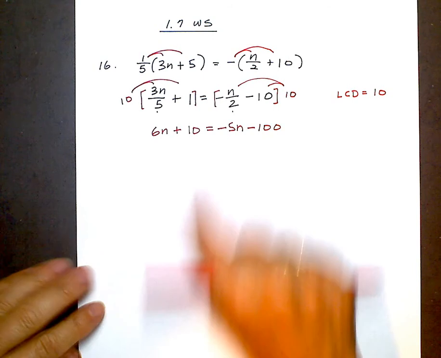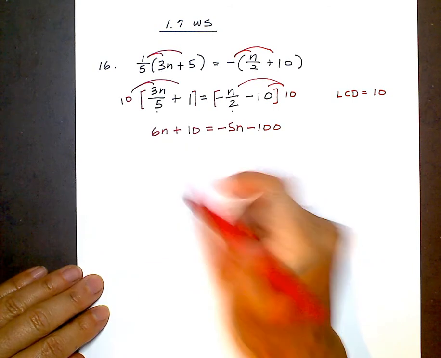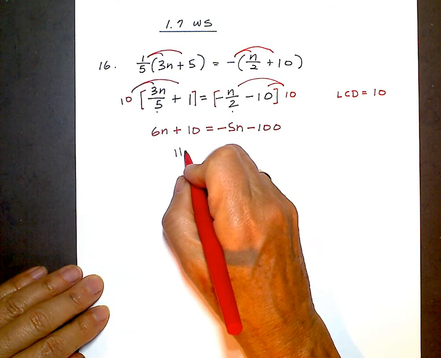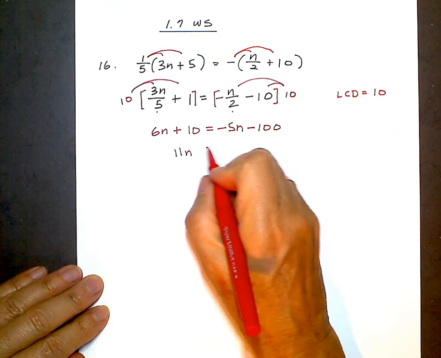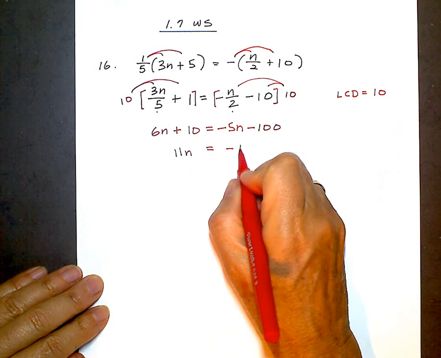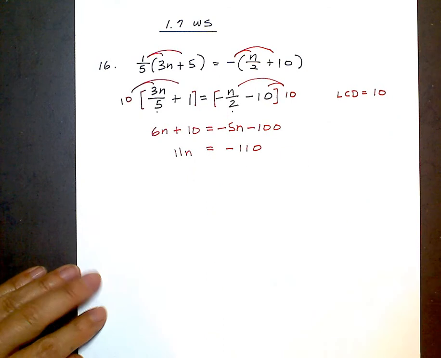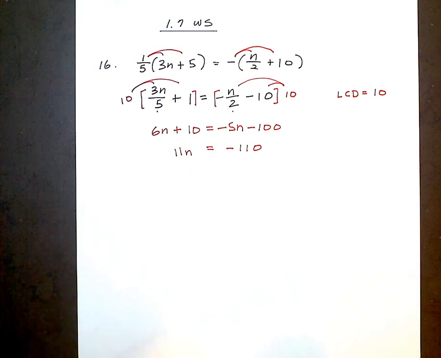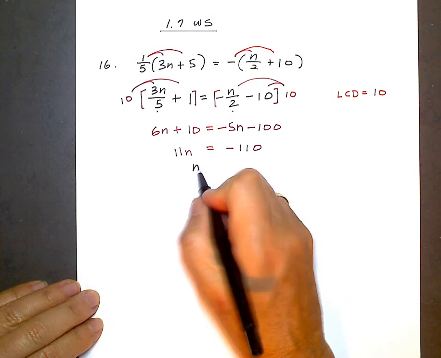And so now I'll add 5n to both sides, so I'll get an 11n on the left, and I'll subtract 10 from both sides, so I'll have a negative 110 on the right. And then when I divide both sides by 11, I'll get n is equal to negative 10.